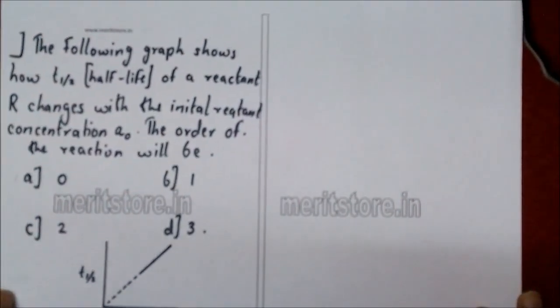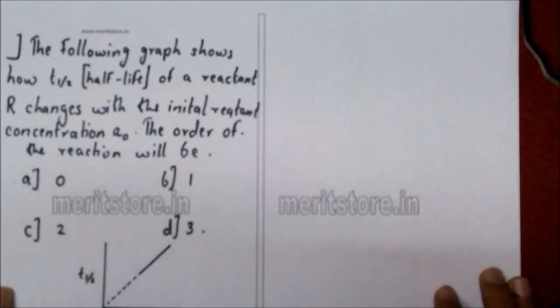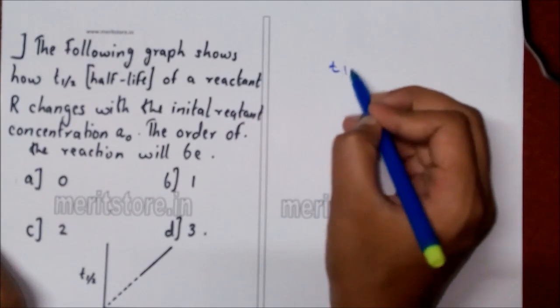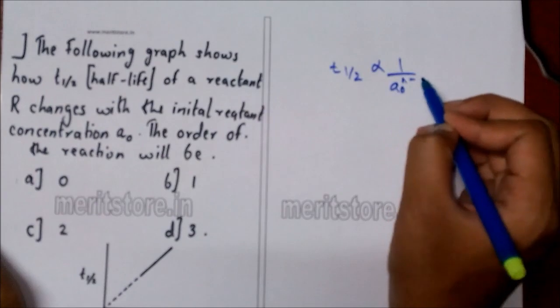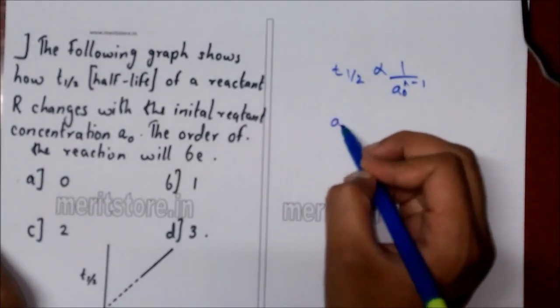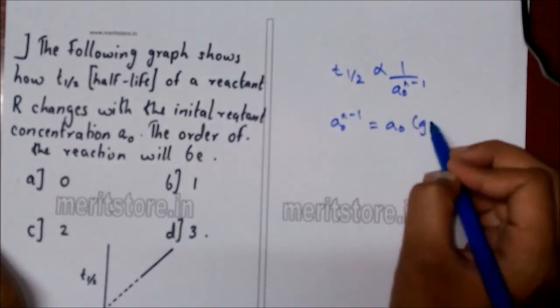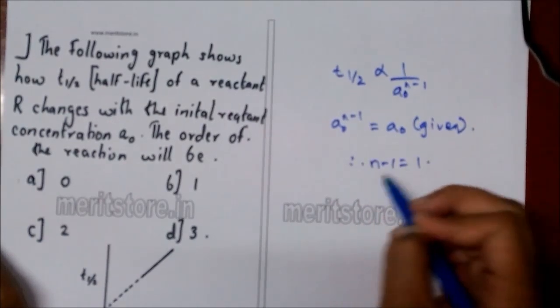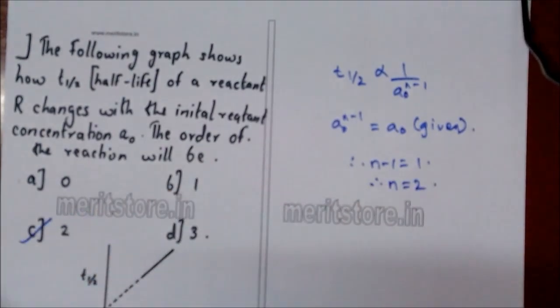The following graph shows how T half of a reactant R changes with the initial concentration A0. The order of the reaction will be. So in this given reaction, T half is directly proportional to 1 upon A naught raised to n minus 1. So A naught raised to n minus 1 is equal to A0, which is given. Therefore n minus 1 is equal to 1. Therefore n is equal to 2, which is our order. So 2 is the order. Option C is the correct answer.